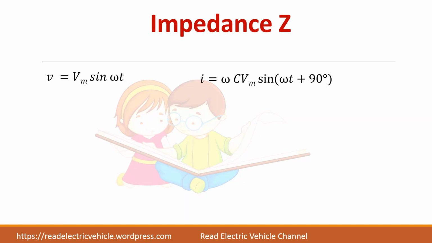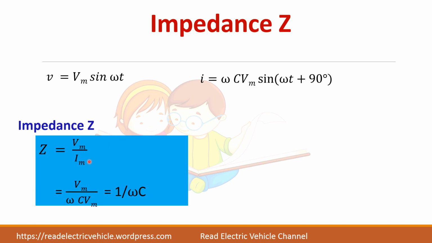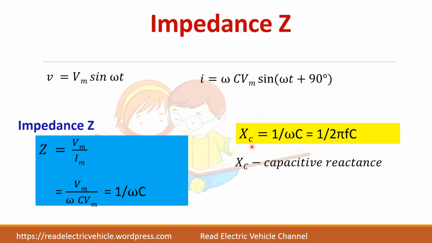Let us find the impedance of the circuit. V is given by Vm sin omega t and I is omega C Vm sin(omega t plus 90 degree). So what is impedance Z? That is equal to Vm divided by Im, that is equal to 1 by omega C. This 1 by omega C is given by Xc, which is called capacitive reactance. So instead of omega, I can write 2 pi f.